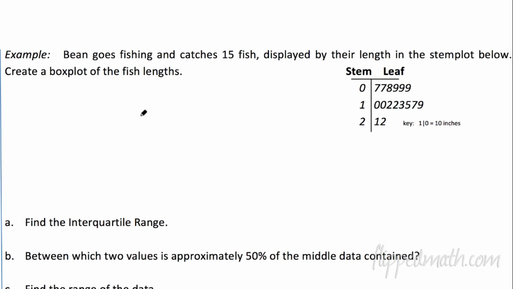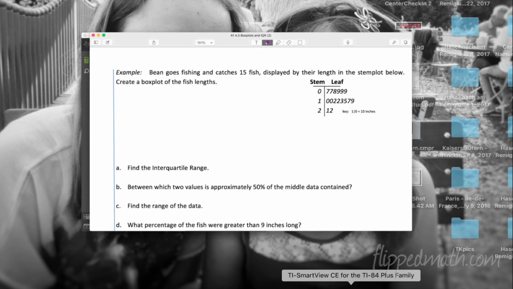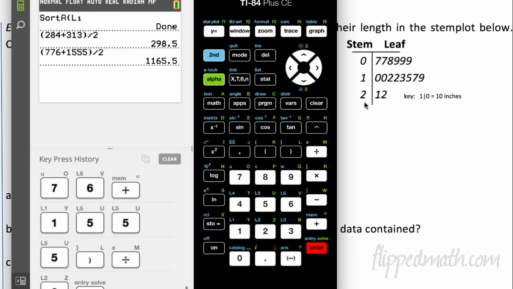Okay, so now what we're going to do is we're going to look at a stem and leaf plot and try to create a box plot from it. Now, to do this, we're going to use the help of our calculator, because I'm going to show you some things that your calculator will do. Why don't you take this data here and put it into your calculator? That's the first step. Pause the video and put this stem and leaf data into your calculator.